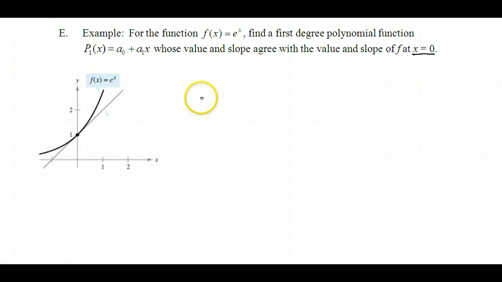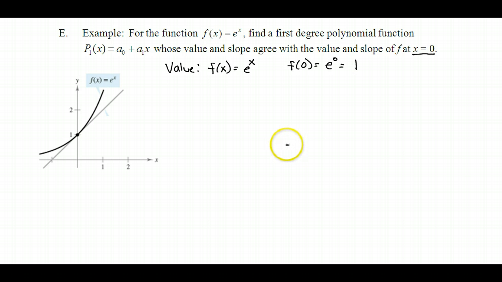So what we want to do is make sure our value and our slope agree. If we start with it, here's our value. We have f of x equals e to the x as our function, and we're expanding about x equals 0. So when you plug 0 into the function, we know that our value has to equal 1.